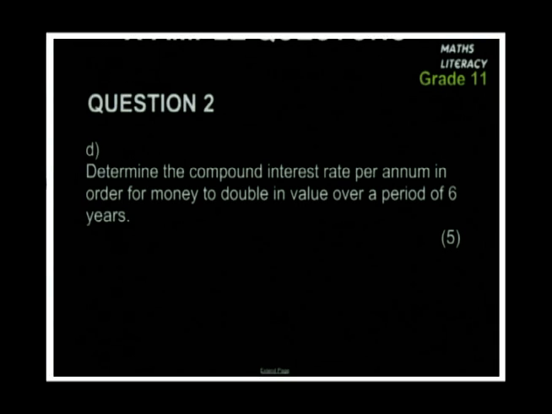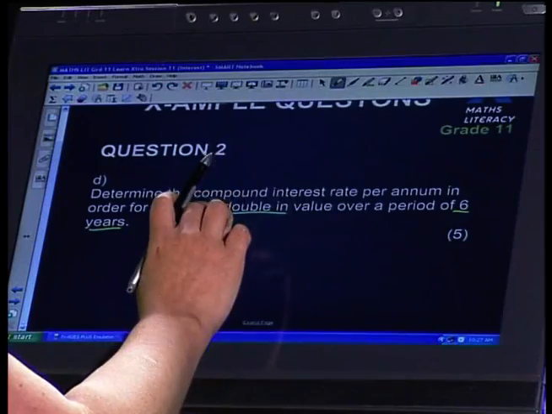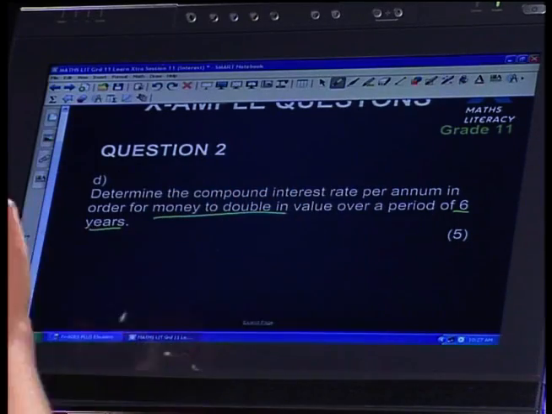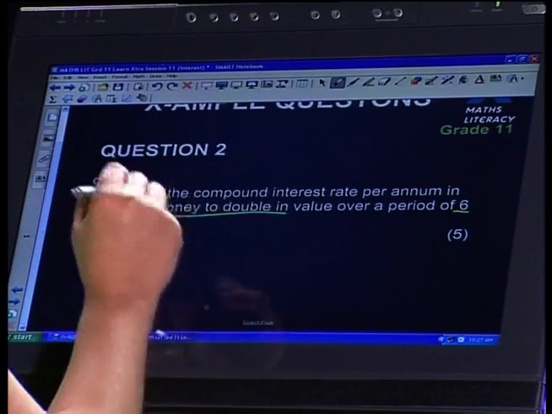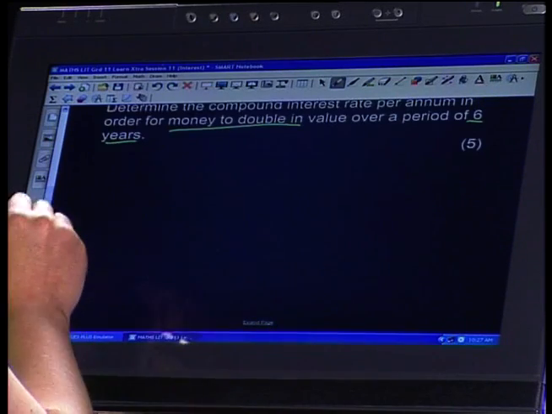Determine the compound interest rate per annum in order for money to double in value over a period of 6 years. Now, when I read this question, kind of bells are going off in my head. There doesn't seem to be enough information. They haven't given me too many numbers. So all I know is that I want my money to double, and I've got 6 years, and I'm looking for my interest rate. So what I'm doing is, first of all, this is compound interest.